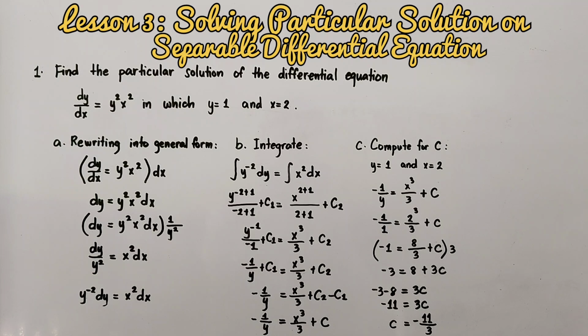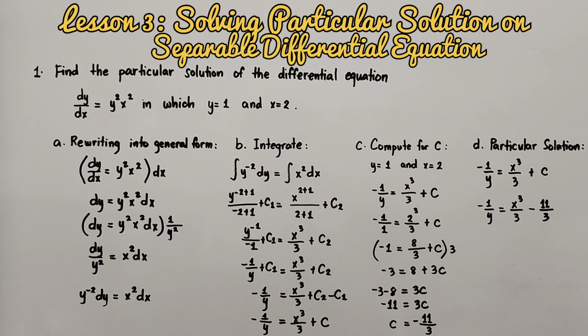Additive inverse of 8 is negative 8. We have negative 11 equals 3c. To get the value of c, we will divide both sides by 3. Therefore, c is negative 11 over 3. We will now go back to the general solution and substitute c equals negative 11 over 3. So the particular solution of this equation is negative 1 over y equals x cubed over 3 minus 11 over 3.